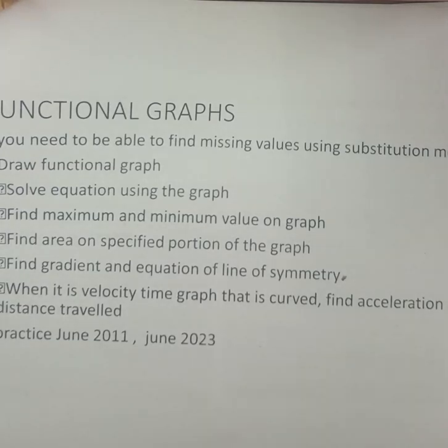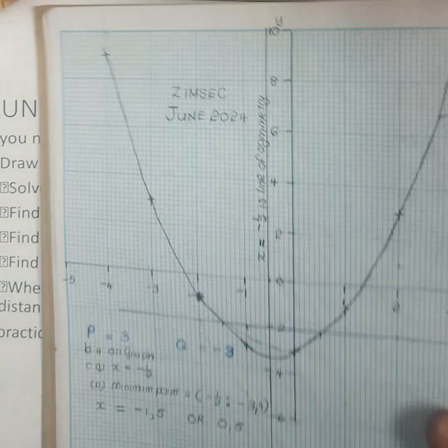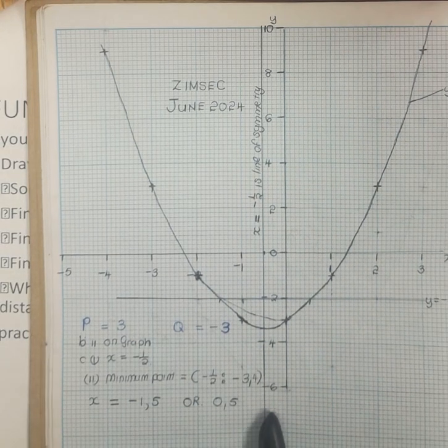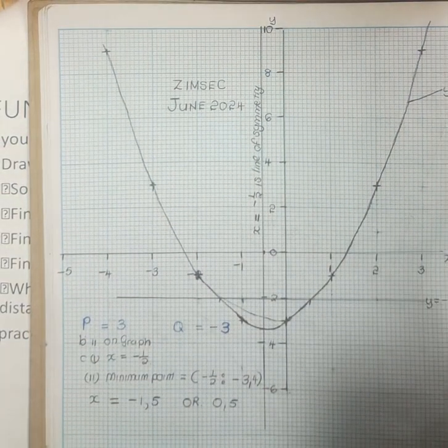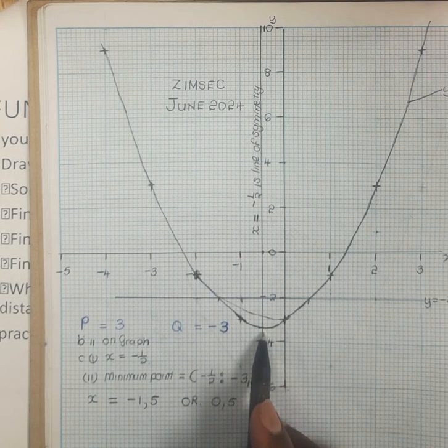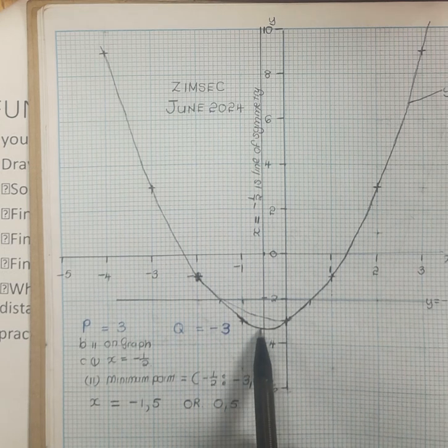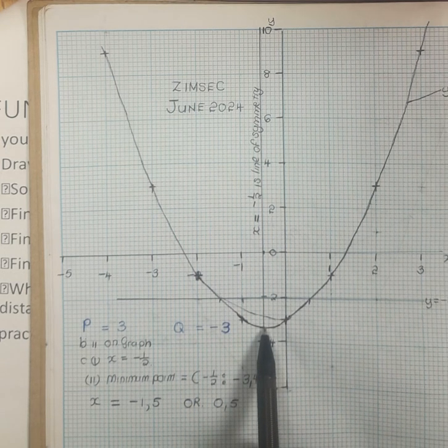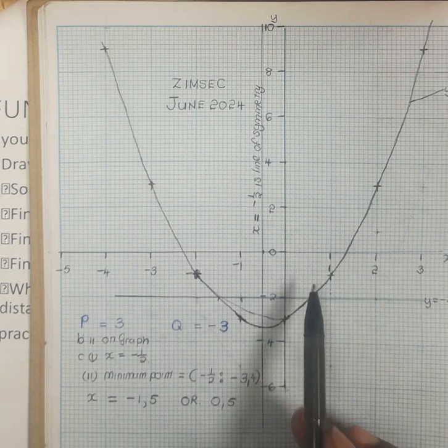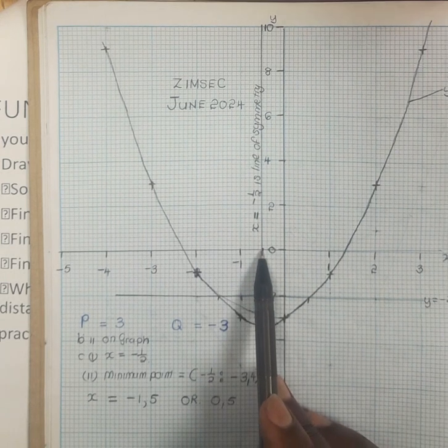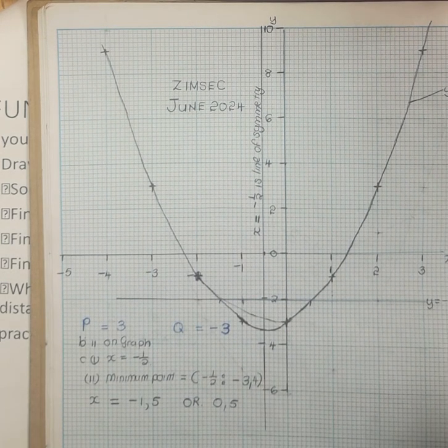And also you can be asked about equation of line of symmetry. Line of symmetry is going to divide the graph into two equal halves. For example, in June 2024, this was our equation of line of symmetry, right? You are going to take the turning point of the graph and draw a vertical line that is in line with that turning point of the graph. And you see the x-coordinate where that line is passing through. Here it is passing through x is equal to -½.